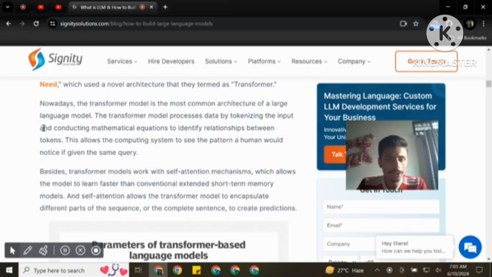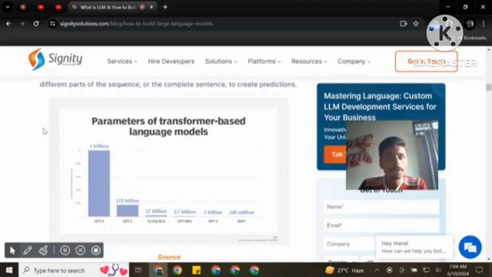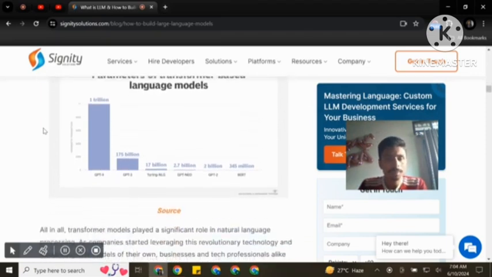The transformer model processes data by tokenizing the input and conducting mathematical equations to identify relationships between tokens. This allows the computing system to see the patterns a human would notice if given the same query. Besides, transformer models work with self-attention mechanisms, which allow the models to learn faster than conventional long short-term memory models. Self-attention allows the transformer model to encapsulate different parts of the sequence or the complete sentence to create predictions.